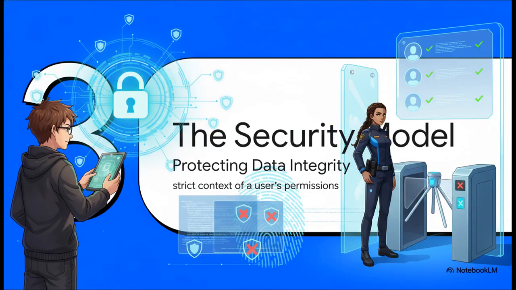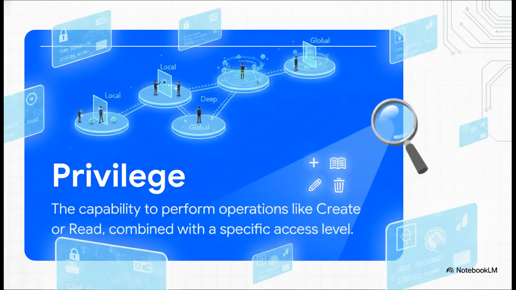Which brings us to part three, the security model, and how we protect data integrity. Welcome to the building's main security checkpoint. Every single data operation your code runs is bound by a user's strict permissions. Think of security roles and privileges as the vital keycards that dictate exactly which floors and rooms your code is legally allowed to enter. A privilege is simply the capability to do something like create, read, write, or delete. But that privilege is paired with an access level. This scales all the way from basic, meaning you can only touch records you own, right up to global, which literally gives you the keys to the entire organization.